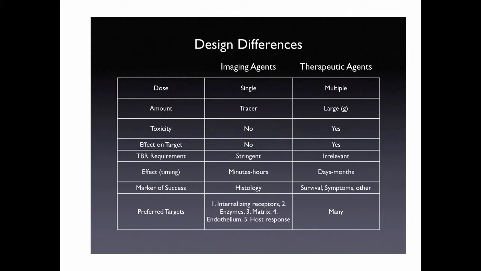The effect or the timing should be minutes to hours for an imaging agent. For a therapeutic agent, it can be minutes, hours, but days to months because you really want the therapy to be sustained, depending on what you're treating. Marker of success, so this is our gold standard, that's histology for imaging agents. You want to make sure your target is there. For therapeutic agents, it's survival, symptoms, other things. And then preferred targets for imaging agents are receptors, enzymes, extracellular matrix, endothelium, or host response. For therapeutic agents, it's anything you can build a drug against.